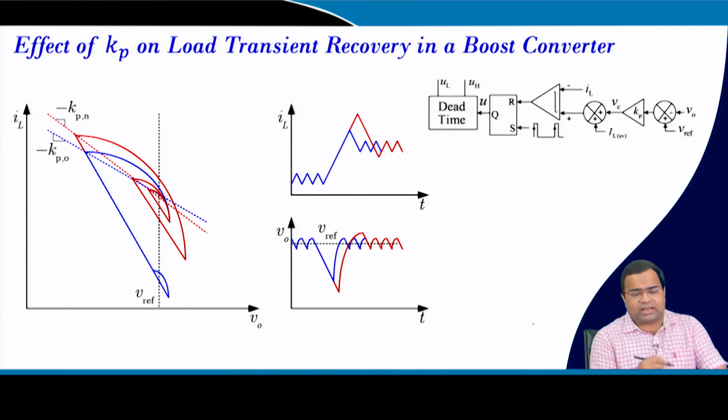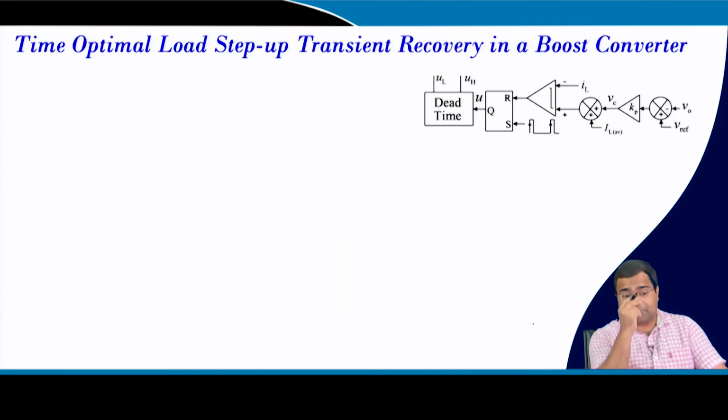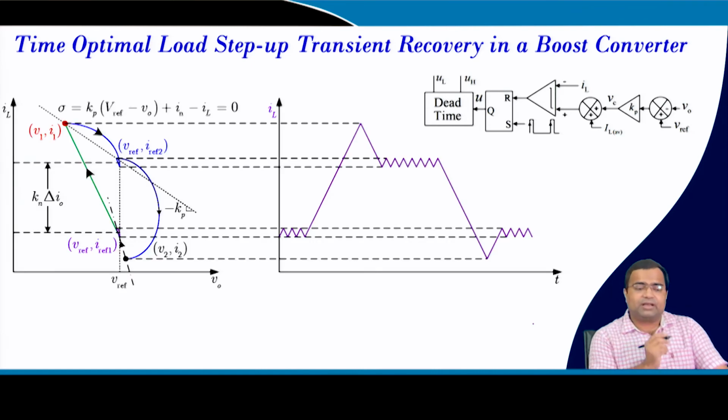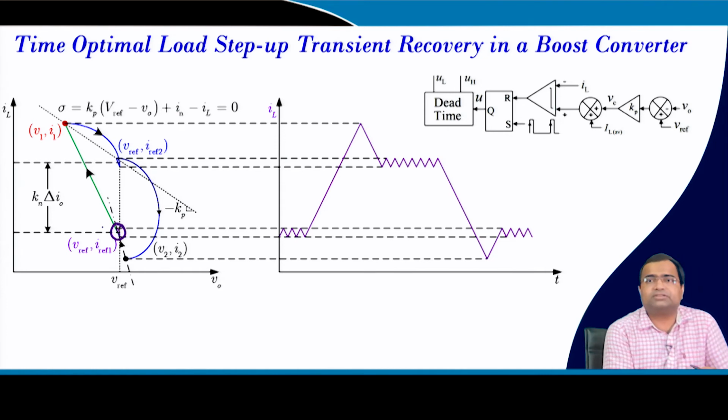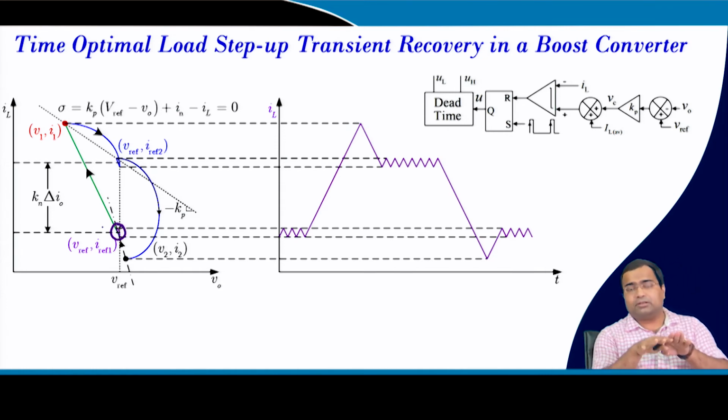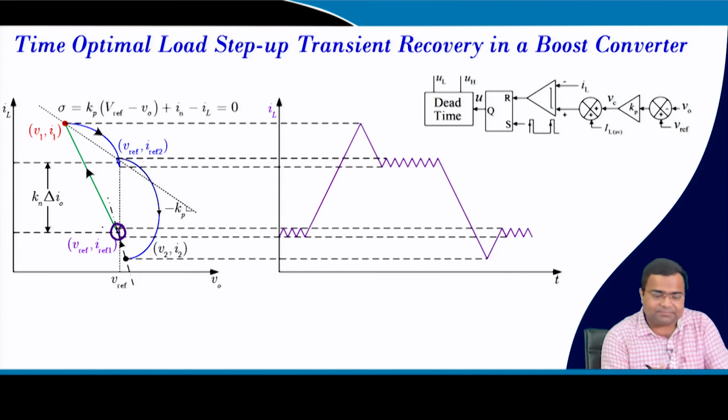So, if you choose a larger gain, you will get more overshoot, and that we have discussed. So, you have to be careful about the optimal recovery. If you derive this optimal recovery, that means this was our initial steady state behavior before the load transient step takes place, and this is after load transient.